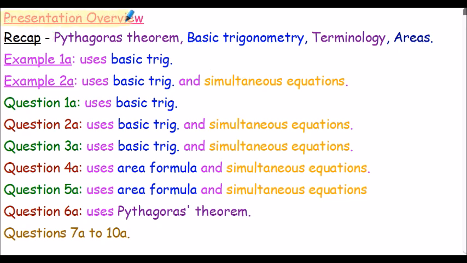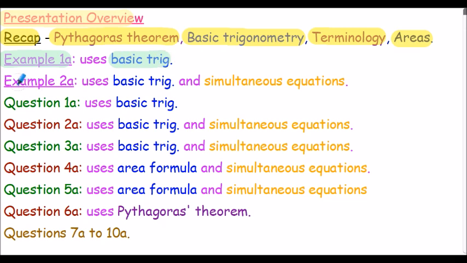Presentation overview. We'll commence with a very brief recap of Pythagoras' theorem, basic trigonometry, some terminology related to angles of elevation and depression, and a formula we'll use for calculating areas. The presentation commences with example 1a, which uses basic trig to solve a very simple problem, and example 2a, which again uses basic trig, but this time we have to generate two equations, so we solve these equations simultaneously to find the solution. The examples are worked through in detail on the slides.